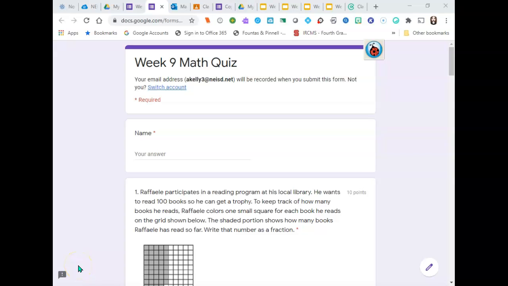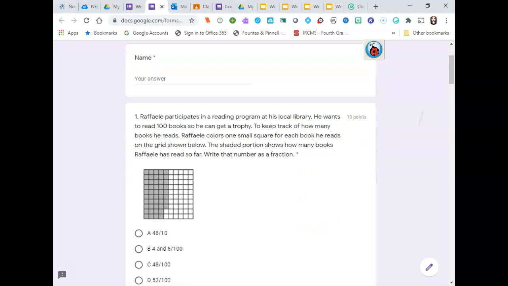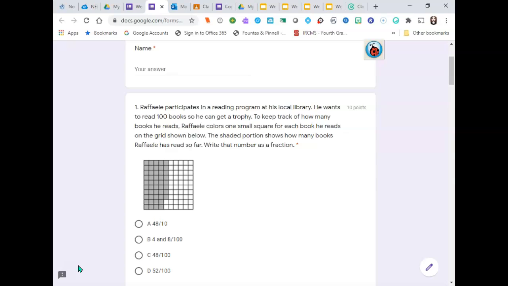Number 1, Raphael participates in a reading program at his local library. He wants to read 100 books so he can get a trophy. To keep track of how many books he reads, Raphael colors one small square for each book he reads on the grid shown below. The shaded portion shows how many books Raphael has read so far. Write that number as a fraction.